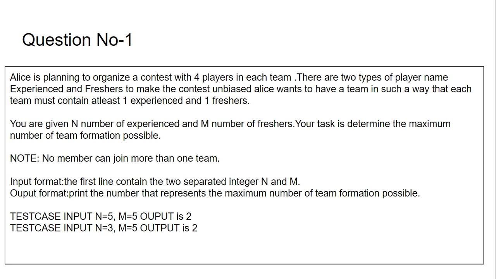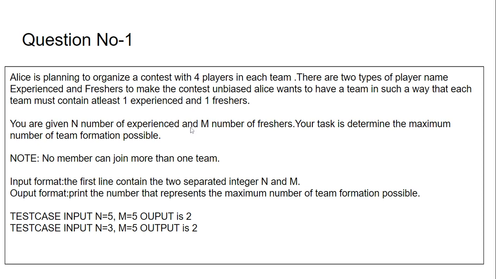So in these three lines, we have understood that there should be a team of four players, and in each team there should be one experienced and one fresher. You are given n number of experienced and m number of freshers. Your task is to determine the maximum number of teams possible. This is very simple.